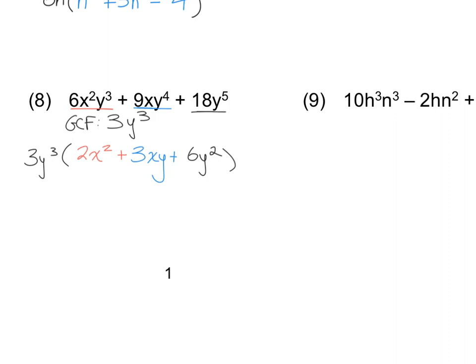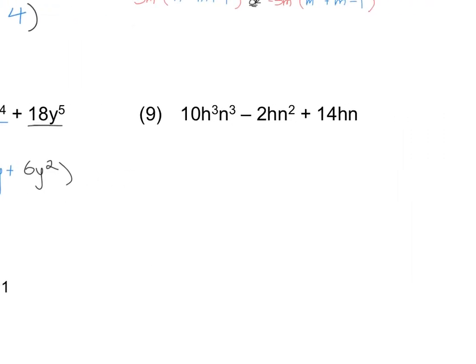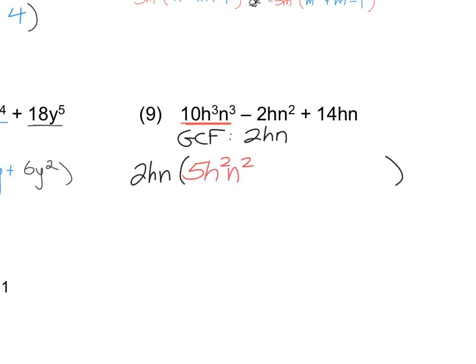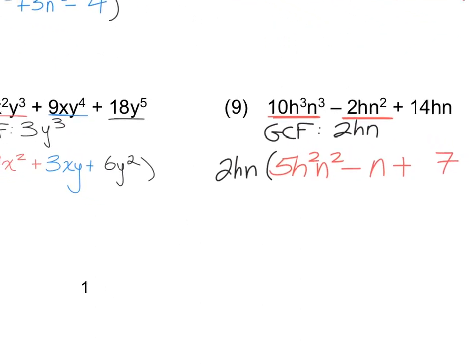All right, and the last one, number 9. GCF is 2HN. Not just regular N. All right, so I pull out a 2HN. Divide the first term by 2HN. What do we get? 5H to the second n to the second. Yep. Minus second term. N. Just an n, right? Because the 2 is going to go away, the h is going to go away, n squared divided by n gives you an n. Plus a 7. Nice. Maybe a little too small. Just do it like that.